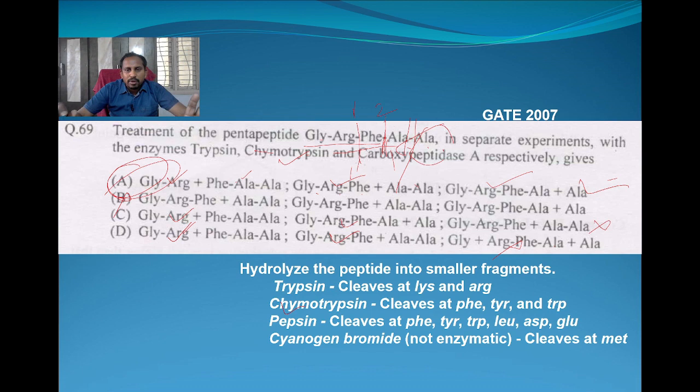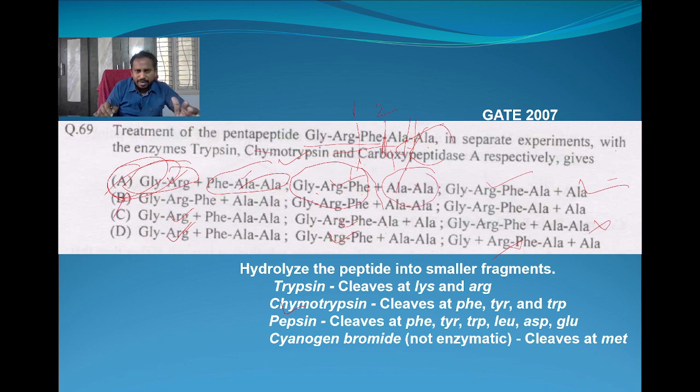Whatever I have told you, that is the specific enzyme used for cutting at a specific amino acid. If you cut at that site, it will separate into different fragments. If you do not understand, try to analyze a single experiment. In the first experiment, you get this fragment and this fragment when the pentapeptide is treated with trypsin. In the second experiment, the same pentapeptide given chymotrypsin gives one fragment and another fragment.